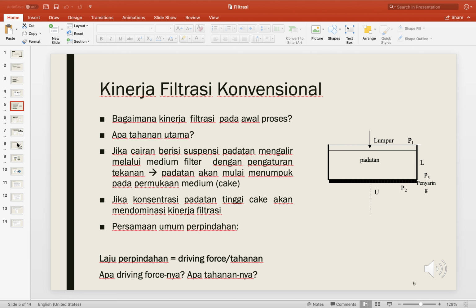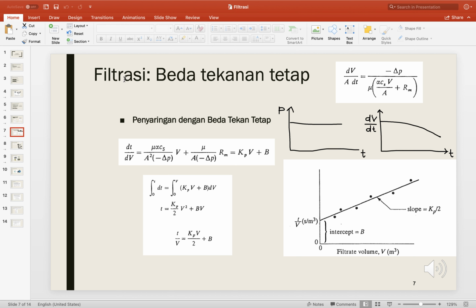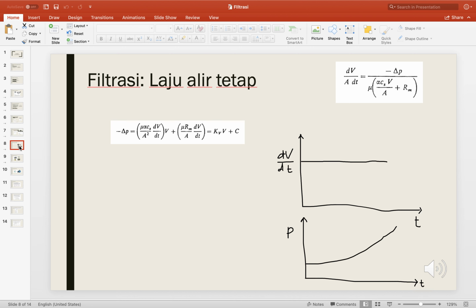And in the filtration system, we have two kinds of operation. The first one is the filtration when we use constant pressure, and the second one is the filtration when we use constant flow. I will explain a bit about both of them.